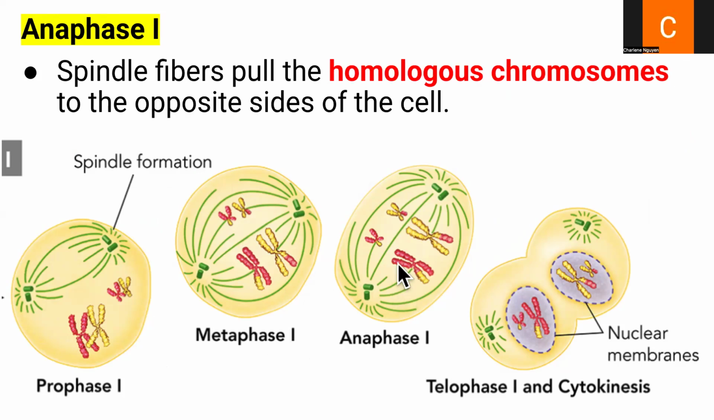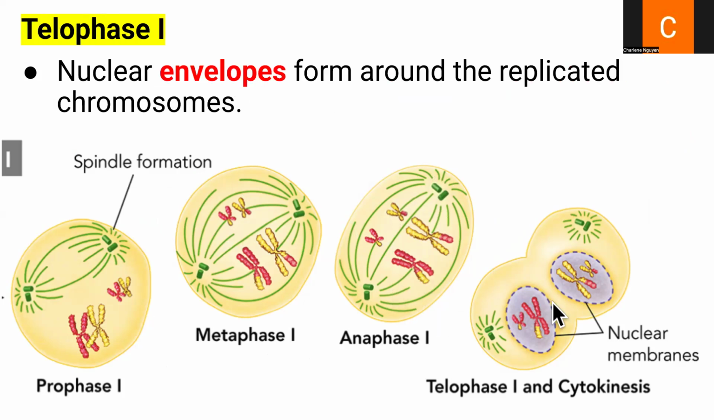In anaphase 1, we see that the homologous chromosomes get pulled apart to the opposite ends of the cell. And then in telophase 1, we can see that the nuclear envelopes or nuclear membranes start to form. And we see that there are 2 nuclei in a single cell. So in telophase 1, we're still connected in a single cell. In cytokinesis is when the cytoplasm actually divides in half.